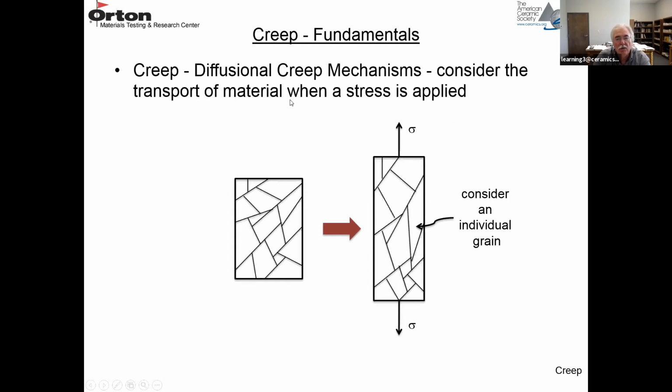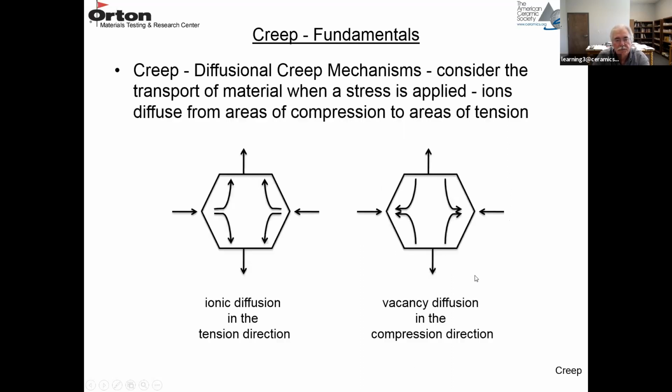So let's look at a material when a stress is applied. And this is my drawing of a polycrystalline material. Then I apply a stress to that body. It elongates. And then we'll pull out an individual crystal and see what's going on with that crystal. So we'll look at how material is transported when the stress is applied to that individual crystal. And it turns out ions are diffusing from areas of compression to areas of tension.